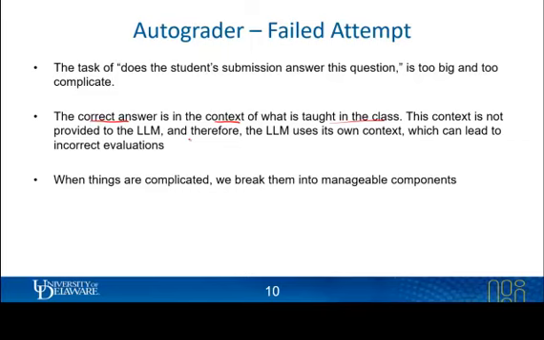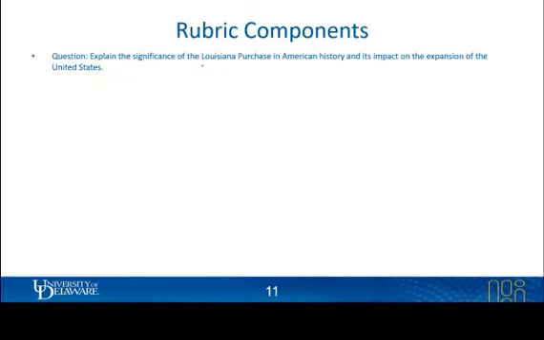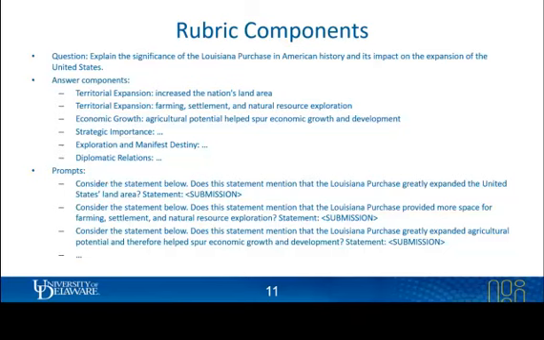So what we do for things which are complicated is we break them into small pieces. What we're going to do is ask the LLM if the submission addresses specific points. Here's an example, a question about history. I don't teach history, but here's a question about the Louisiana Purchase. And we expect the answer to address these 6 elements. For each element, we're going to make a prompt. For the first element, the prompt is, does the submission mention this? For the second one, we ask the LLM, does the submission mention this? And so on.